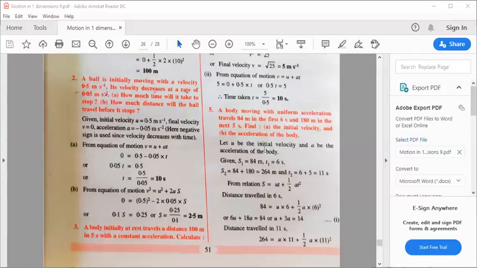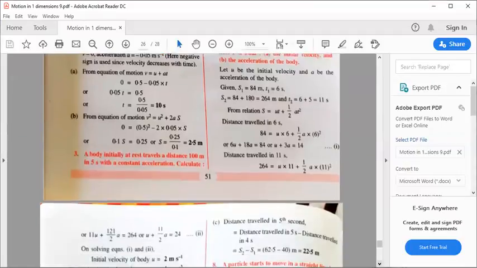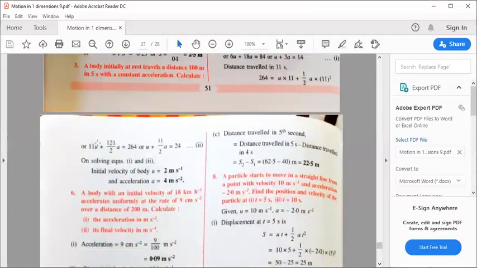Let's take the distance traveled in 11 seconds. So 264 equals u into 11 plus half a into 11 square. From that, 11u plus 121 upon 2 a equal to 264. So yes, you can write u plus 11 upon 2 a equal to 24. You can also do this: take the 2 to this side, 2u plus 11a equals 24 times 2, which is 48. So now how do you solve the equation?